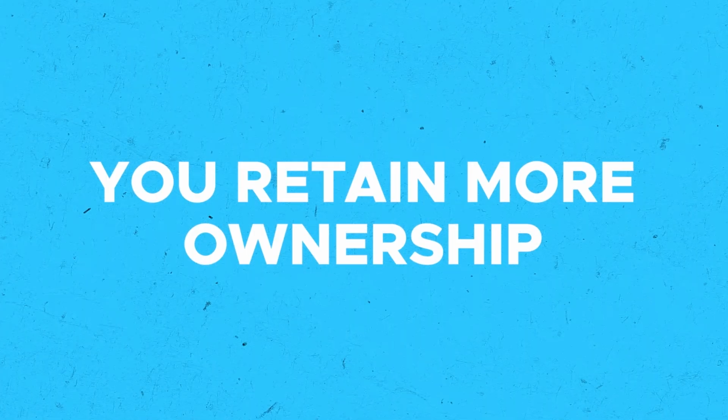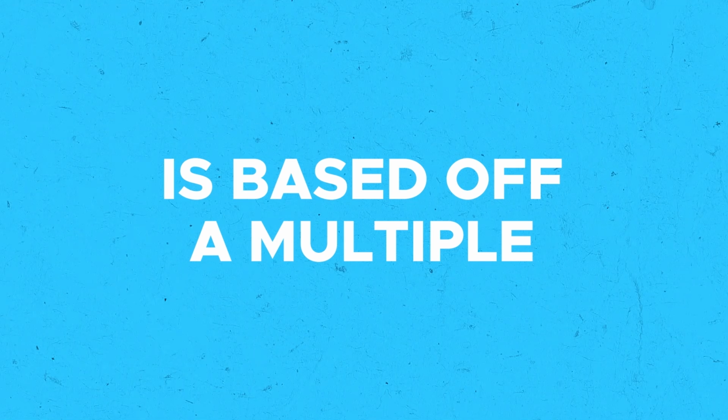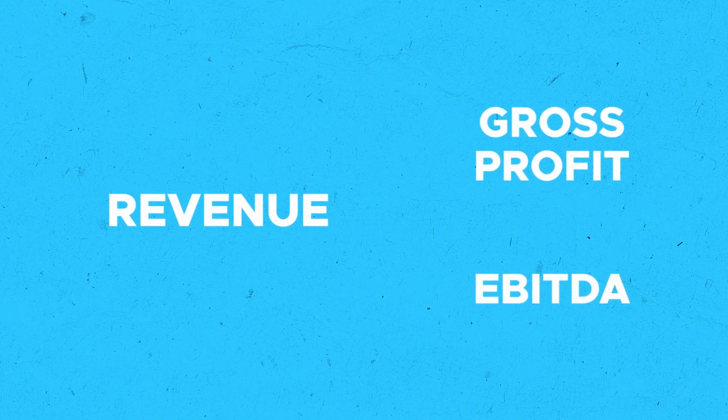If you were to imagine you raise at a higher valuation, then your stake is worth more and you get diluted less, which means you retain more ownership. If you change the valuation to pre-money of 18 million and raise $2 million, you retain 45% instead of 40%. That's why valuation is critical. A lot of things will impact valuation. Typically for startups in later stages, the valuation is based off a multiple, either revenue or more common nowadays, gross profit or EBITDA multiples, which are highly influenced by market cycles.